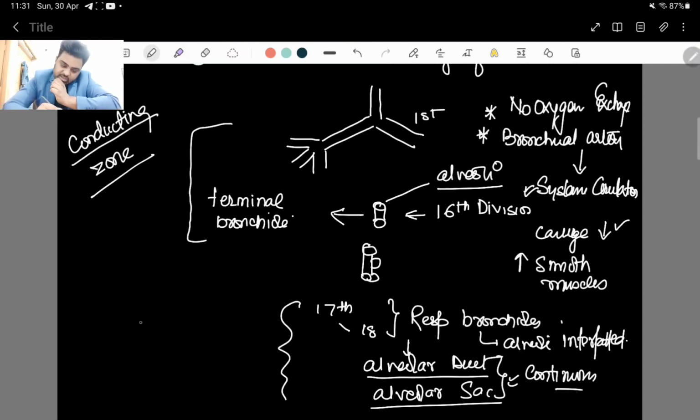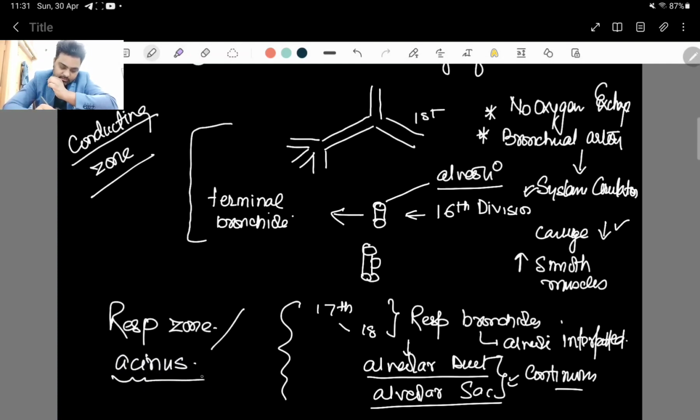This area is known as the respiratory zone because it contains alveoli, so proper gaseous exchange occurs here. It is also known as the acinus. Acinus means a grape-like structure.